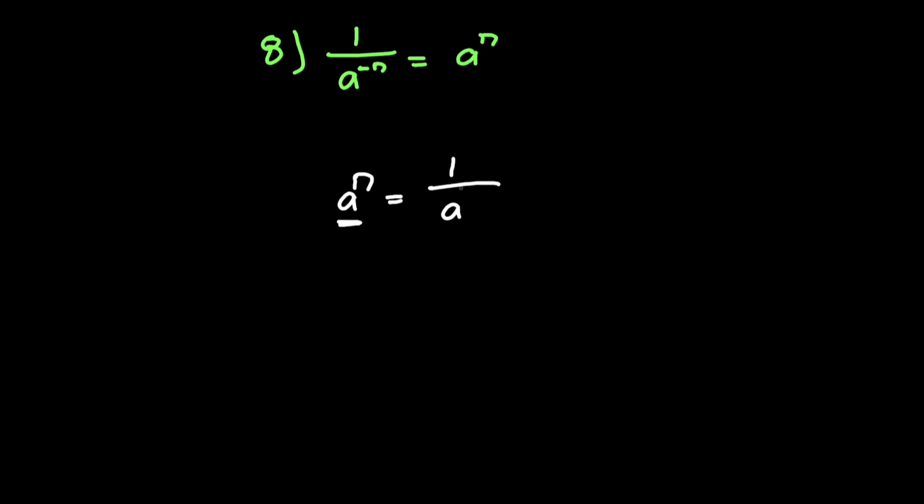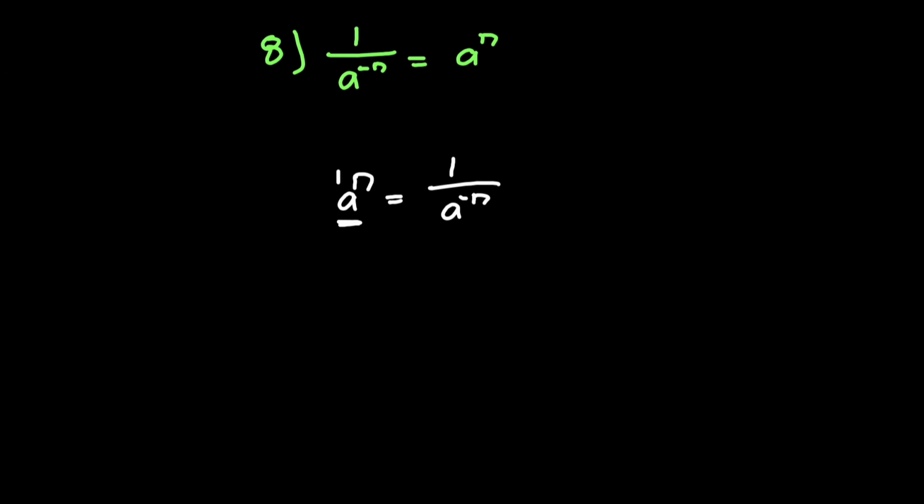Rule number 8, or the last rule for exponents, would be 1 over a raised to the power of negative n. It would be a raised to the power of n. Now, rule number 7 and rule number 8 are very similar to each other. And that's because when you reciprocate this expression, its exponent here would be reversed.